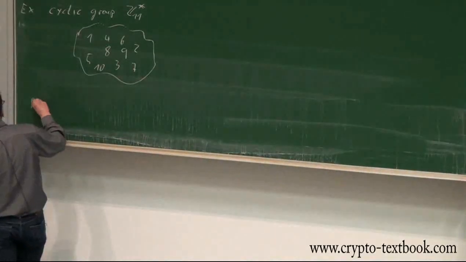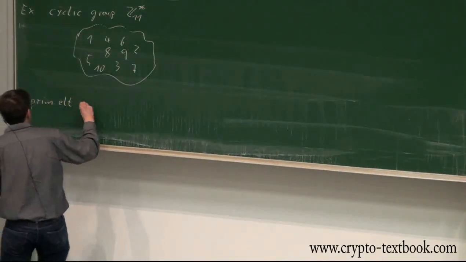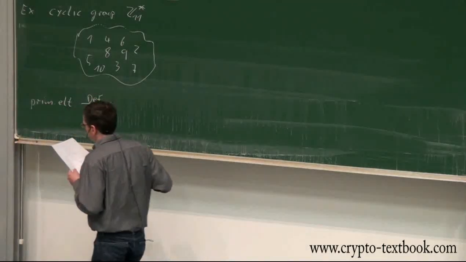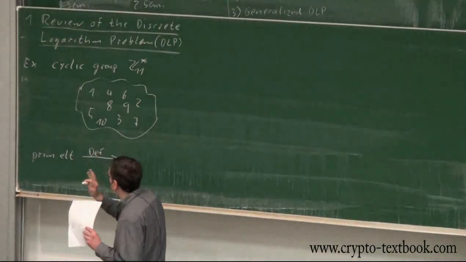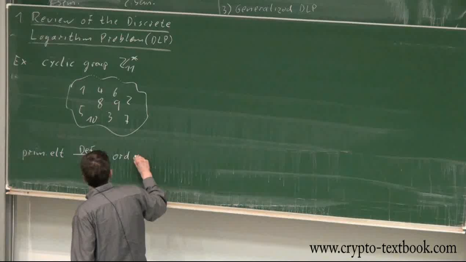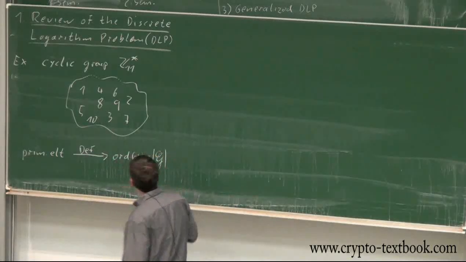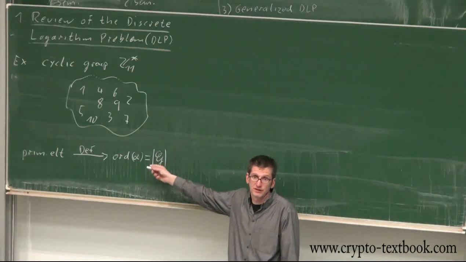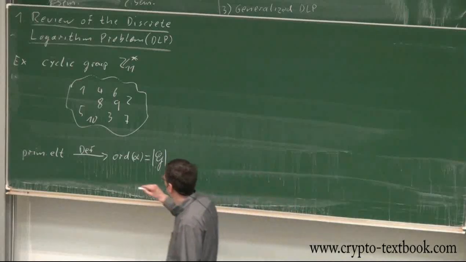Maybe let's write that down. So if we have a primitive element, that's the definition of a cyclic group. As soon as we have that, no, I'm sorry. Primitive element, what is the definition? The order of this element alpha must be the group cardinality. Okay, this is this funny symbol for the number of elements in the group.